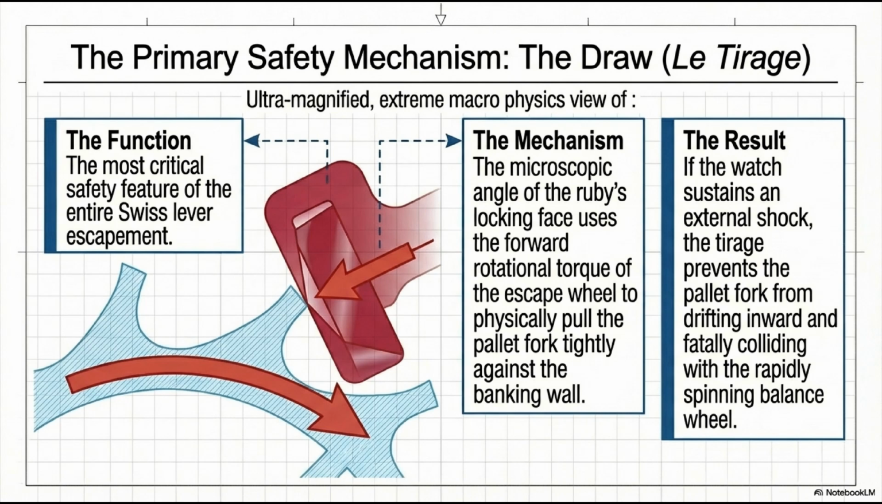This is what the slide labels as the mechanism. The microscopic angle of the ruby's locking face uses the forward rotational torque of the escape wheel to physically pull the pallet fork tightly against the banking wall.